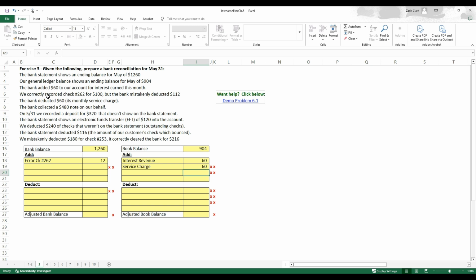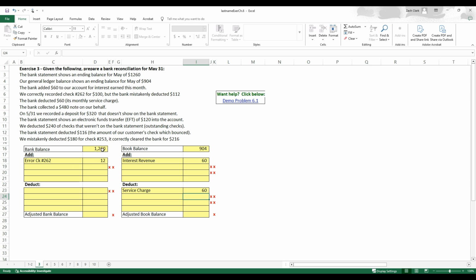Is it $60? Yeah. Why is it not going down? Okay. Oh, sorry. We want to deduct that, right? Because the service charge is a reduction in our cash balance. Okay, the bank collected a note on our behalf.